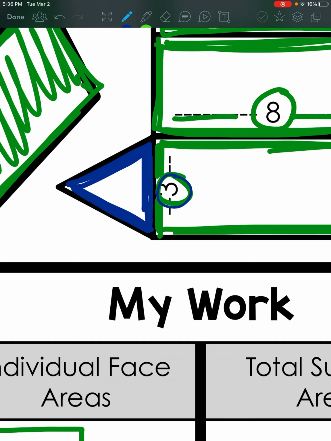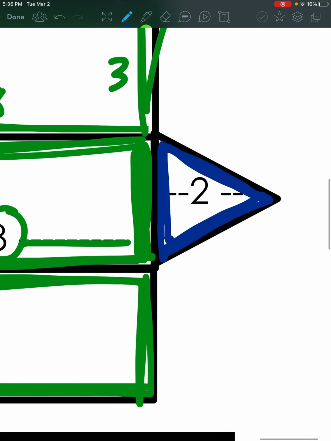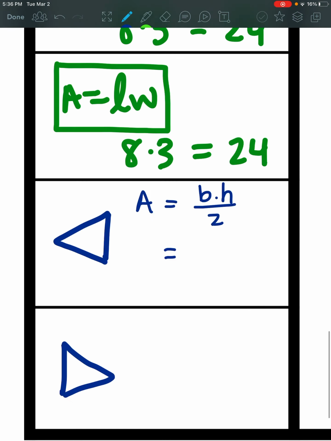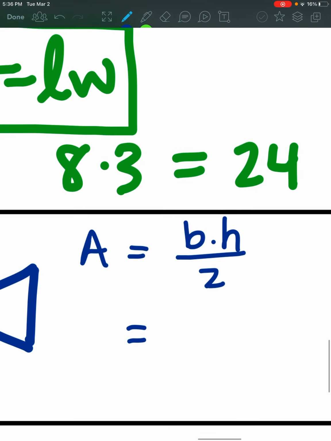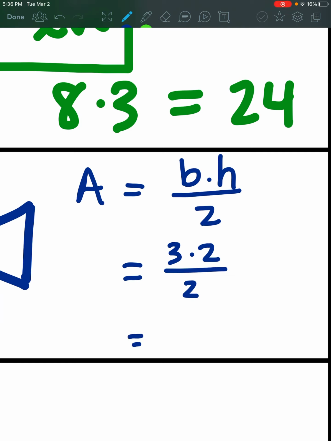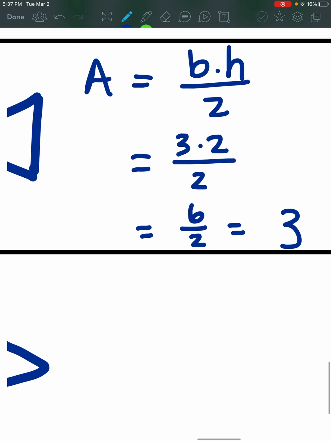So we know the base is this 3 here. We know all the way across is 3. Let's look at the other triangle, and here it is telling us the height. How tall is that triangle? And it's 2. So the base and the height are 3 and 2. So base, we'll plug in 3 times 2 for the height and divide by 2. So on the top, 3 times 2 is 6. So 6, and then remember fraction bar means divide, divided by 2. So that triangle is 3 units squared.